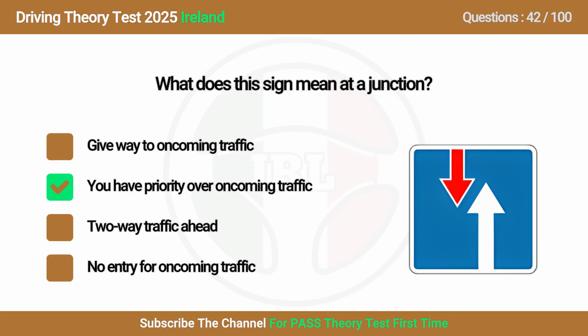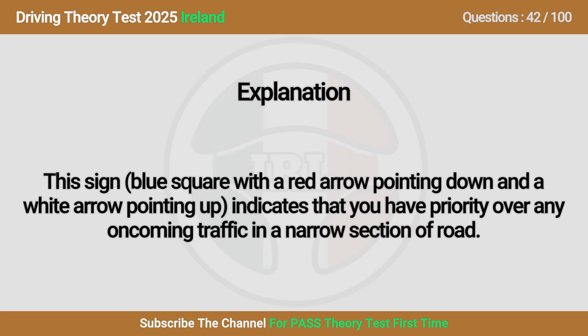Answer is B. You have priority over oncoming traffic. This sign, a blue square with a red arrow pointing down and a white arrow pointing up, indicates that you have priority over any oncoming traffic in a narrow section of road.